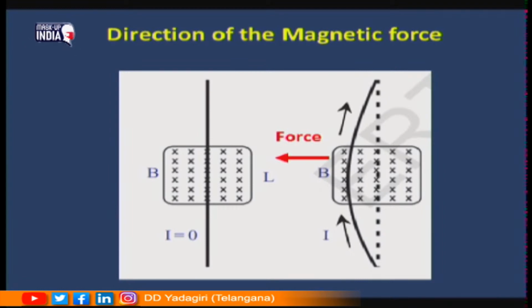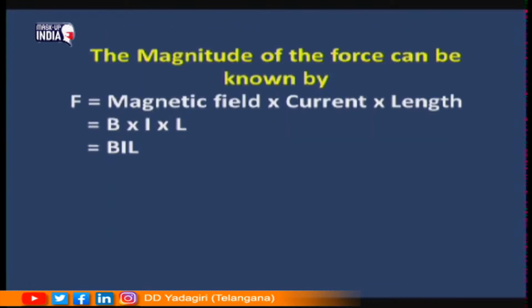Consider a magnetic field which is into the paper and let there be a wire, and then if there is no current flowing in the wire, there will not be any kind of force acting on it. But when the current is flowing upwards, by using the right hand rule, we can find that the force will be towards the left. The magnitude of the force acting on the wire is given by BIL, where B is the magnetic field, I is the current and L is the length.